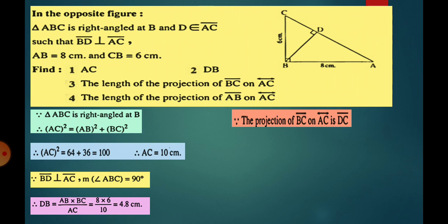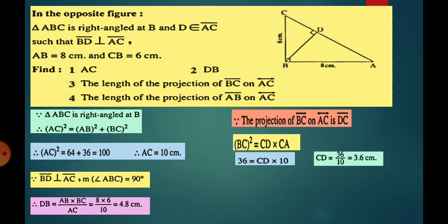But here I wanted to use the Euclidean theorem. So we must put DC in the rule of Euclidean. We know BC power 2 equals CD times CA. BC equals 6, then 36 equals CD times CA, which is 10. We can find CD equals 36 divided by 10, equals 3.6.